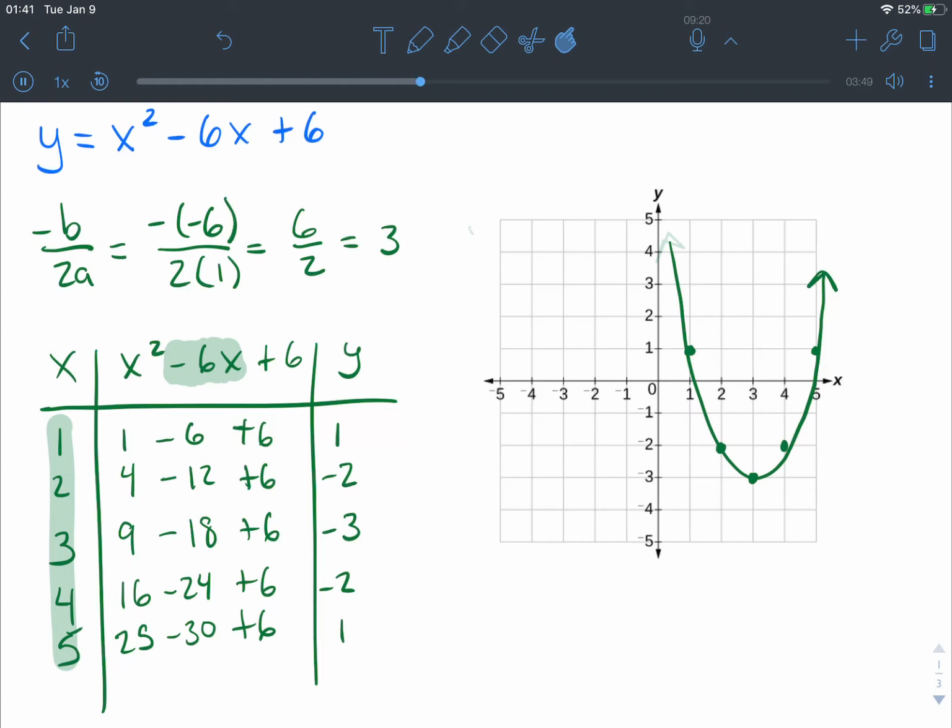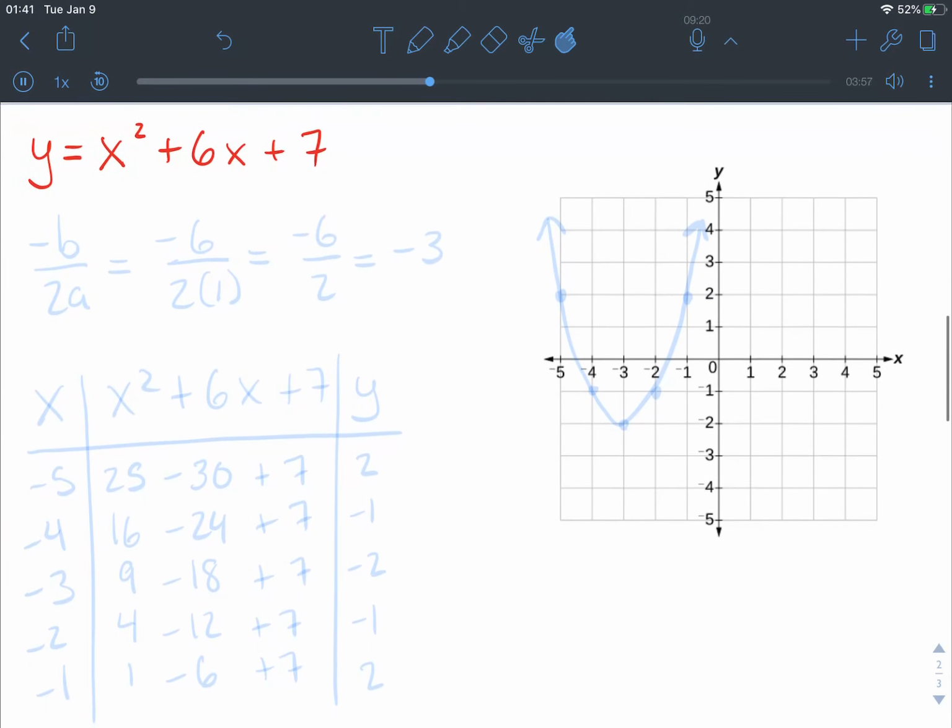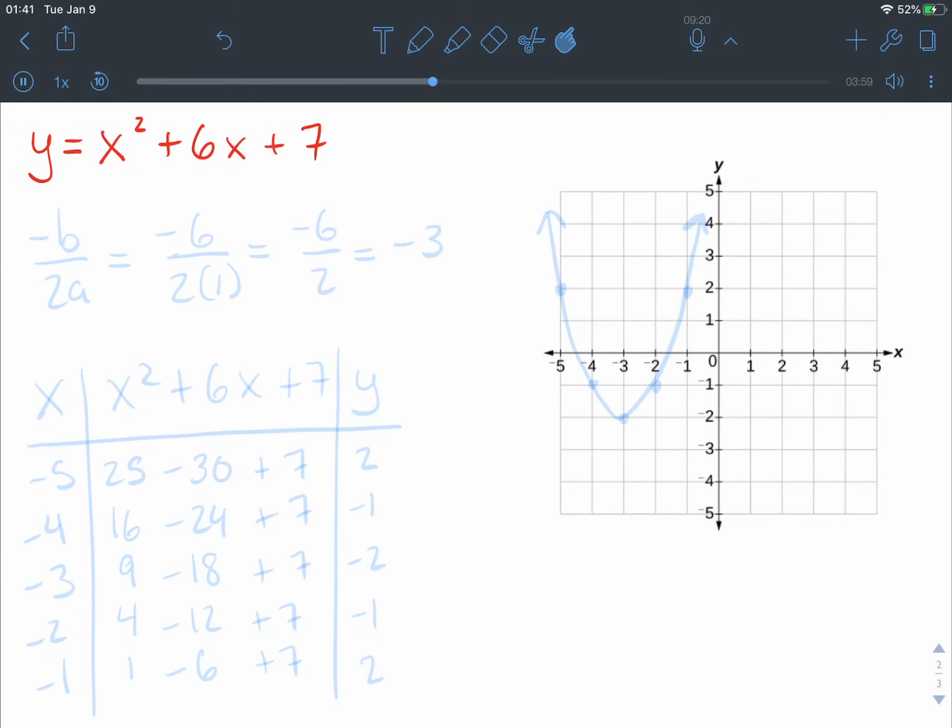All right, the next problem. All right, change the color up. Let's do blue this time. Again, we start off with negative b over 2a. And b is 6, so it's going to be negative 6 over 2 times a, where a is 1. And again, negative 6 over 2, we're going to get 3, but this time it's going to be a negative 3. So we write our table.